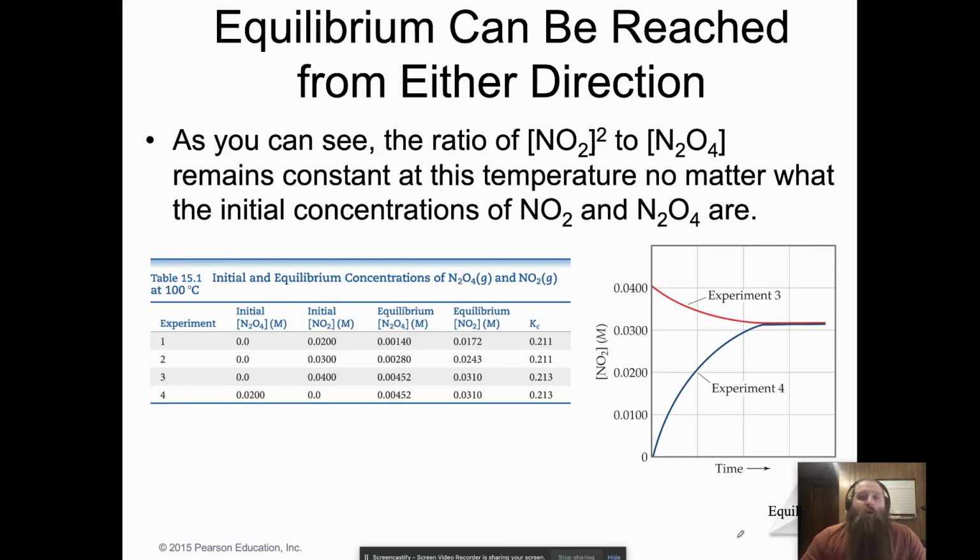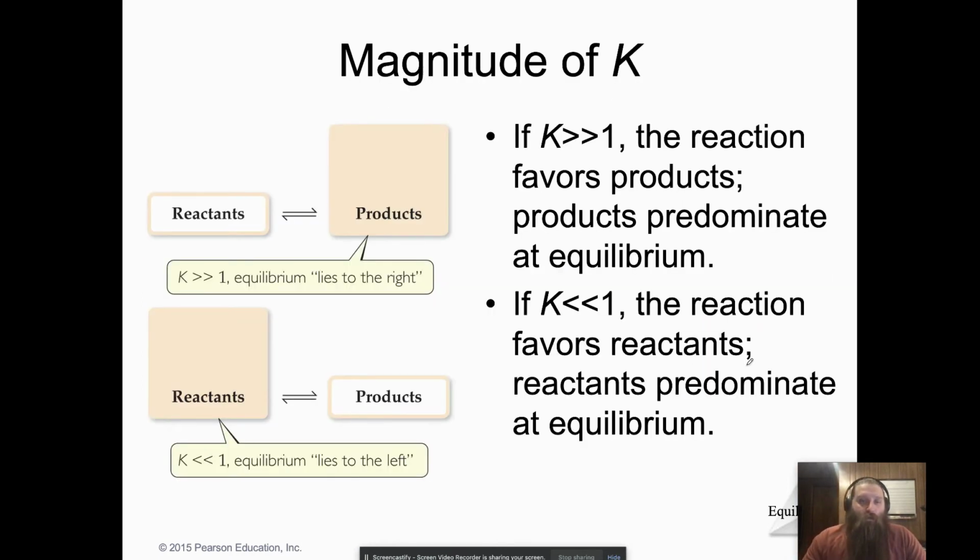Back to equilibrium. You can reach equilibrium from either direction, all right? It doesn't matter how you change the concentrations, you can still reach the same equilibrium either way. So in this experiment, we started with 0.04 up top, and we started obviously at 0 at the bottom because we hadn't made anything yet. But it doesn't matter what our initial concentration of N2O4 is, we're going to reach the same ratio in the end. So when we're looking at a specific chemical process, that ratio is not going to change.